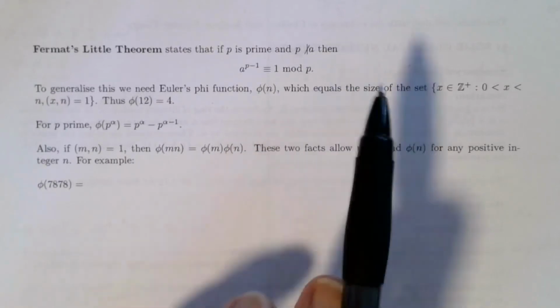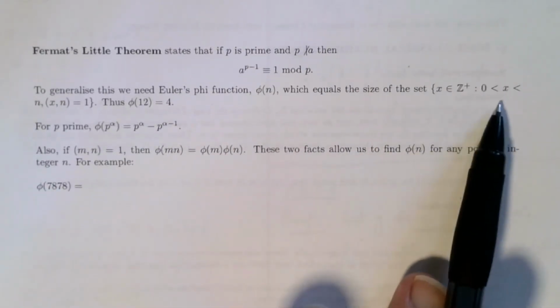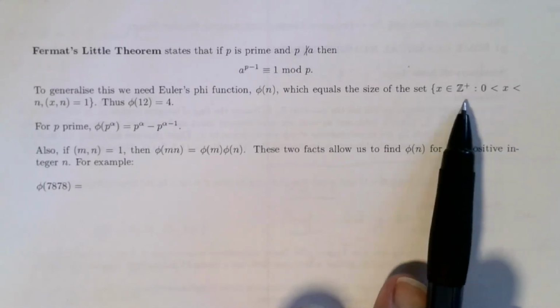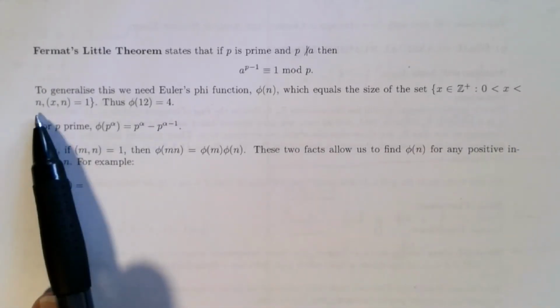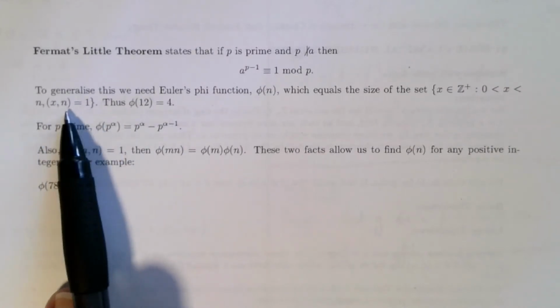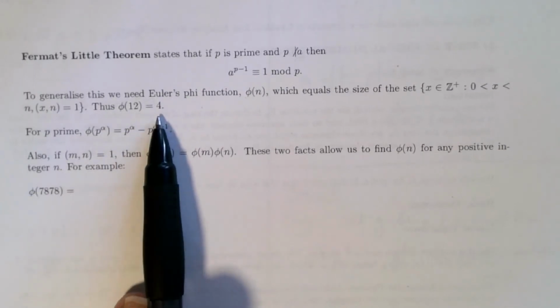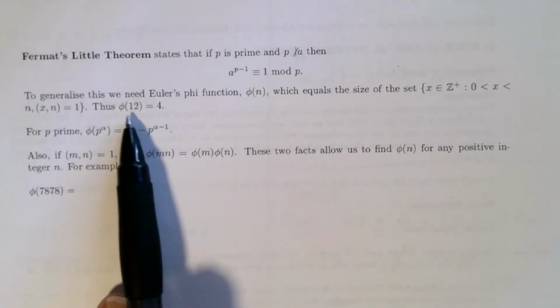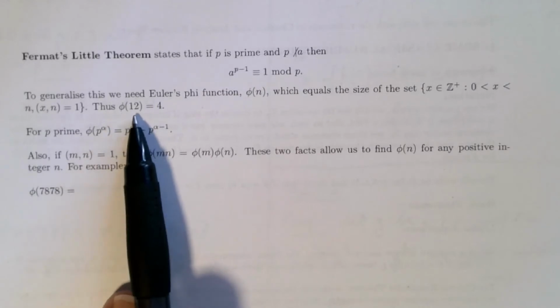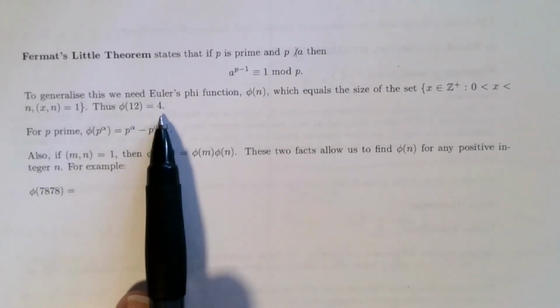So this is just equal to the size of this set. So you take all the positive integers that are less than n, and you count the number which have a GCD of 1. So for example, phi of 12 is 4, because as we saw before, the numbers that are relatively prime to 12 are 1, 5, 7 and 11. There's 4 of those, and so phi of 12 is 4.